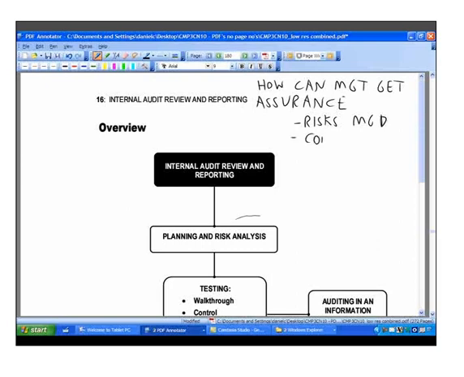Now, dealing with that question pulls in knowledge that we've touched on from a number of different areas, in particular audit, corporate governance, controls, and IT. So we're going to start off by looking in a bit of detail at how auditors go about doing their planning and risk analysis and therefore deciding where to audit and what to prioritize.